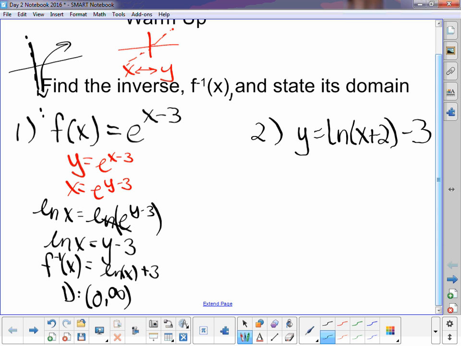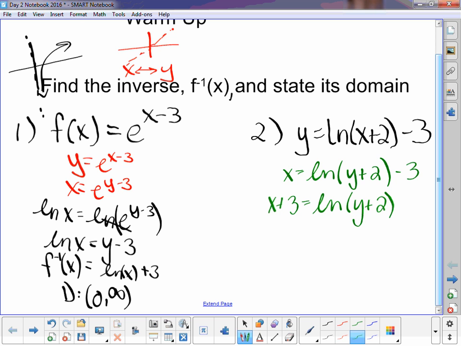Okay, so now over here, again, to find our inverse, we want to switch x and y. So x equals natural log of y plus 2 minus 3. Now the y is trapped inside my natural log, so first I want to isolate my natural log. So I'm going to add 3 to both sides. x plus 3 equals natural log of y plus 2. And how do I undo a natural log? Exponential. We undo all logs with exponentials. But the base of my natural log is e, so I'm going to use an exponential of e. So we exponentiate both sides.